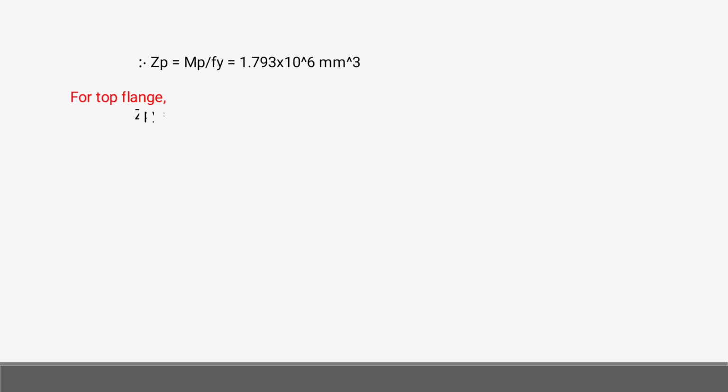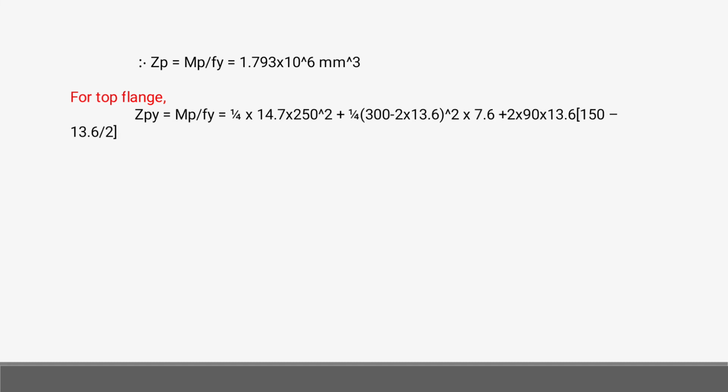For the top flange, ZPY, we also know the formula MP by Fy. So apply all the values. We know all the values. So apply it. ZPY is equal to, we got the answer step by step. You can calculate it on your calculator to check the answers. Okay. So ZPY is equal to 721.62 into 10 power 3 mm cube.